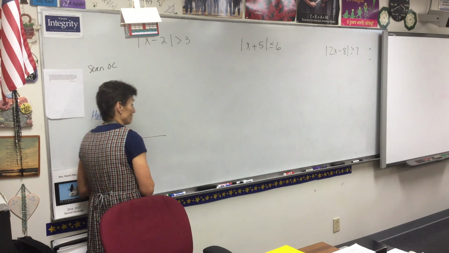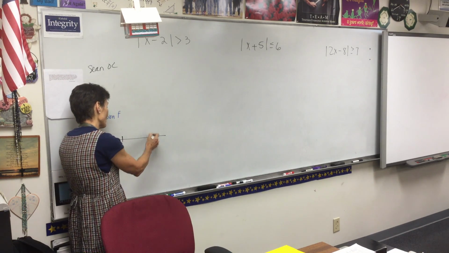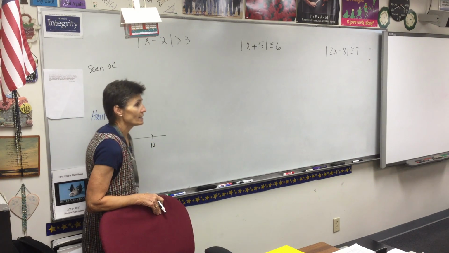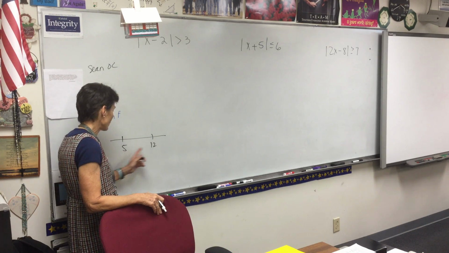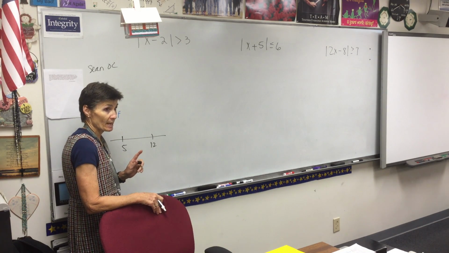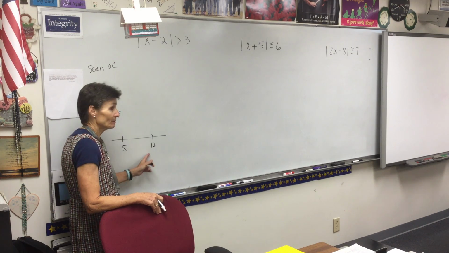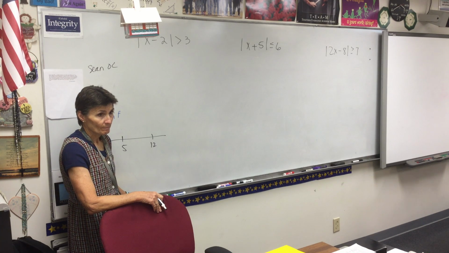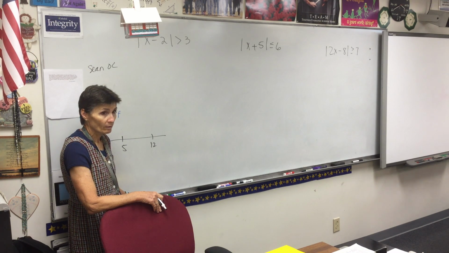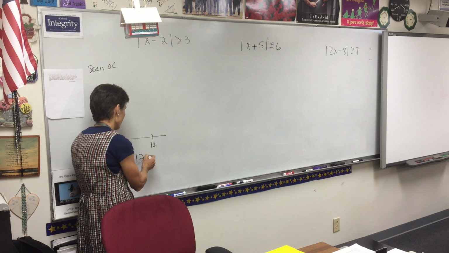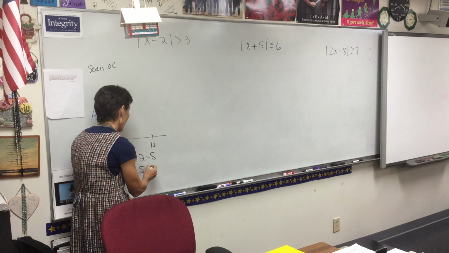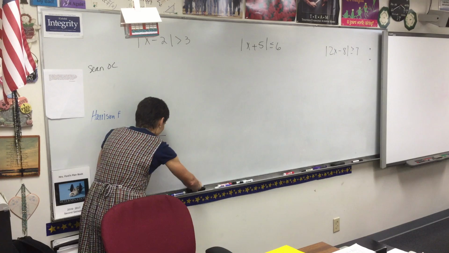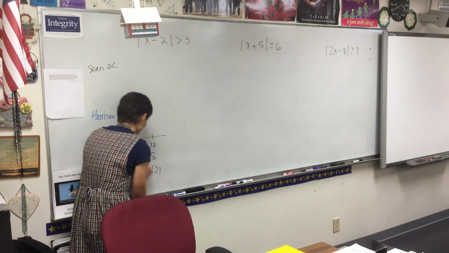If I drew a number line, and I put two numbers on the number line, like let's say 5 and 12, and I said to you, what is the distance between those two numbers? Everybody in the room would say 7, right? Not a trick question, 7. And how did you get 7? 12 minus 5? Could you have done 5 minus 12? Yeah, as long as you took the absolute value of it.